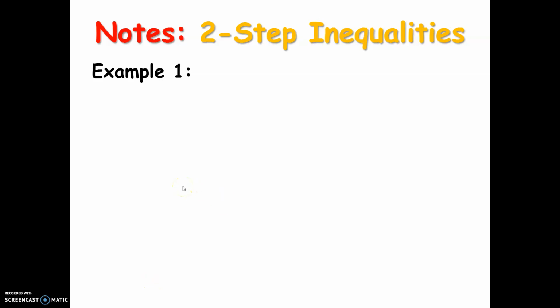The focus of this video lesson is two-step inequalities. Example 1. 7y minus 4 is greater than 24. Once again, just as with the equations, our objective is to isolate the variable y. So we start by asking ourselves, what do we need to remove first?